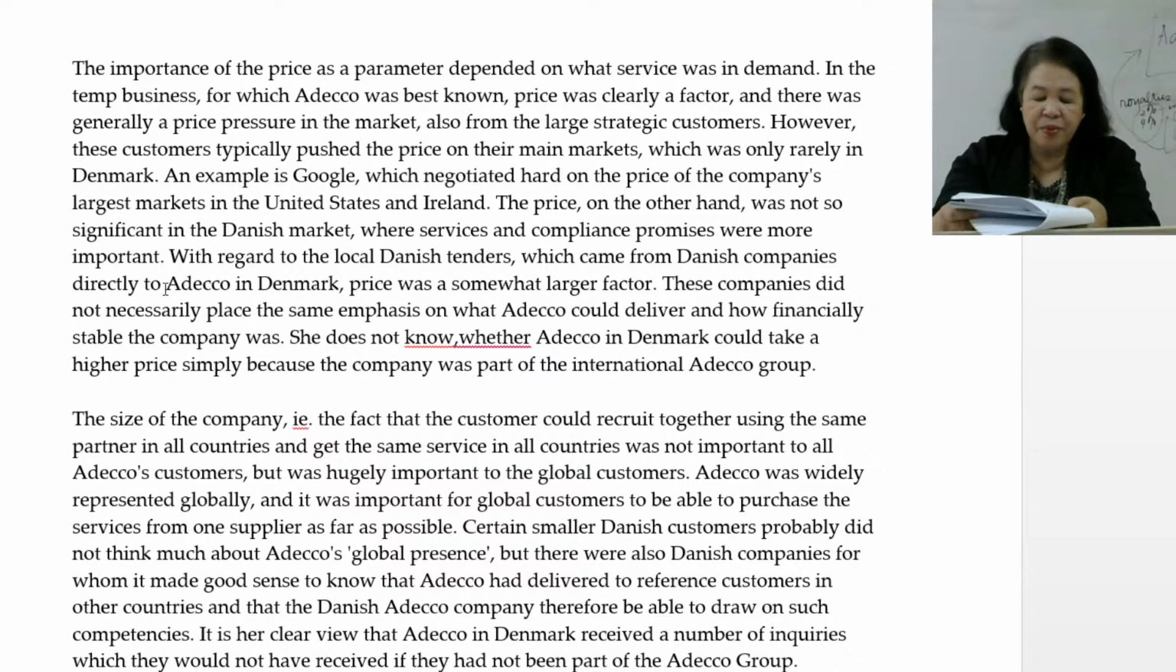So the importance of the price as a parameter depended on what service was in demand. No? So in the temp business for which Adecco was best known, price was clearly a factor, and there was generally a price pressure in the market, also from the large strategic customers. However, these customers typically post the price in their main market, which was only rarely in Denmark. An example is Google, which negotiated hard on the price of the company's largest markets in the United States and Ireland. No, so ganyan din sila.